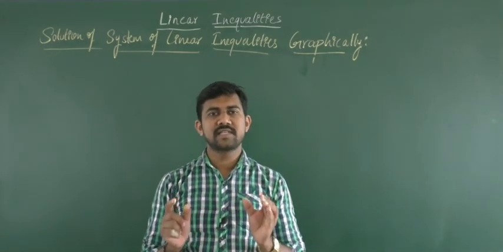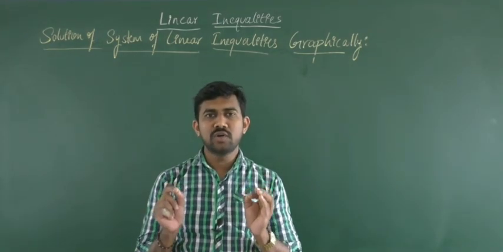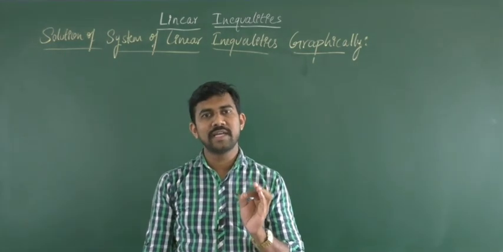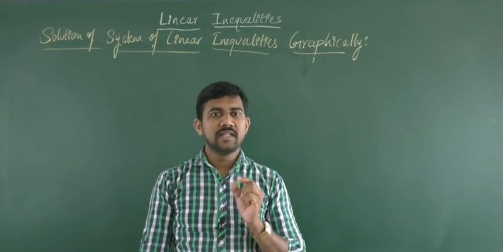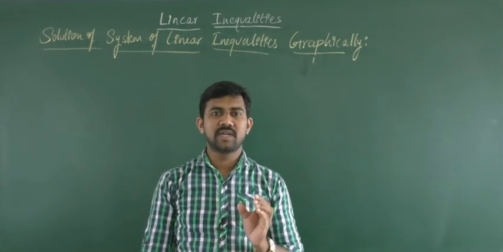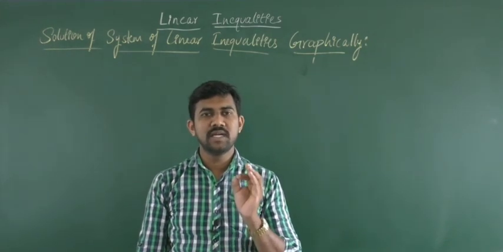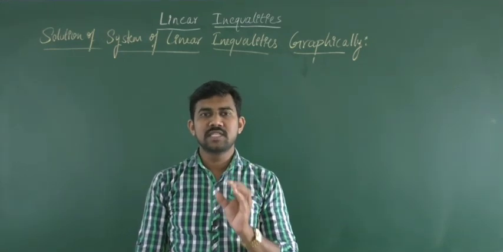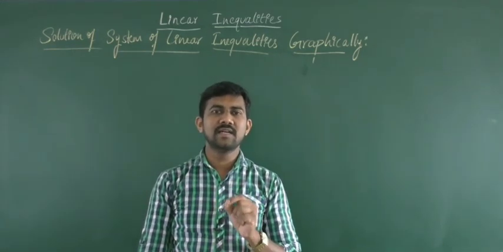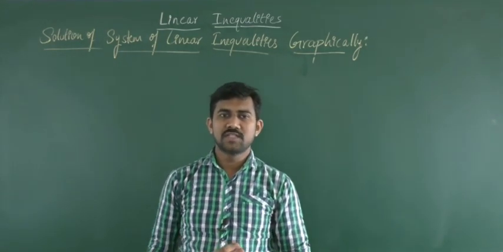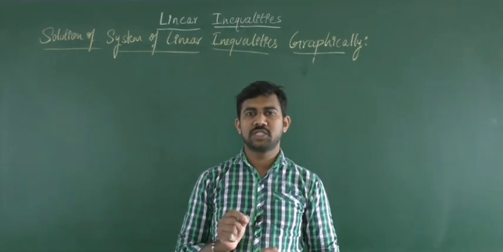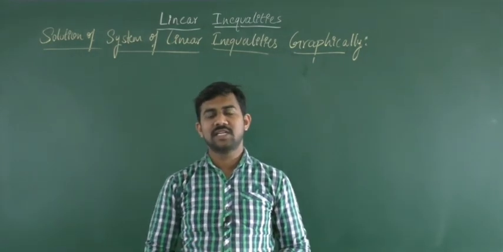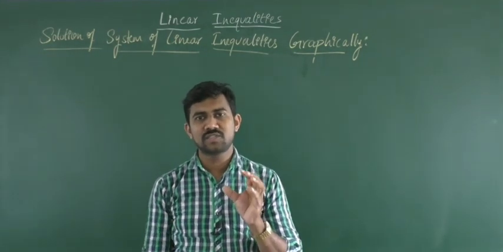Here, system in the sense, you have two or more linear inequalities. They will give two or more linear inequalities, and we need to find the common solution region of the given inequalities, and that gives the solution of the system of linear inequalities in two variables. The method is the same as you found in the previous session. We saw how to find the solution, right?